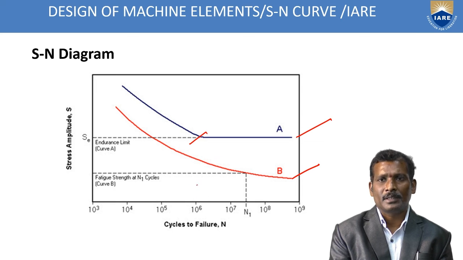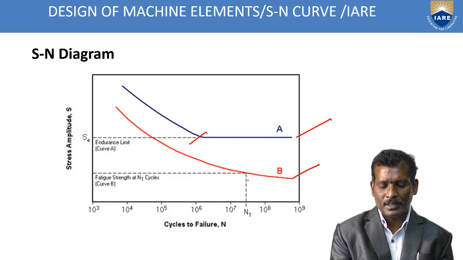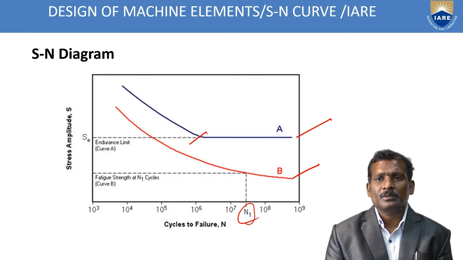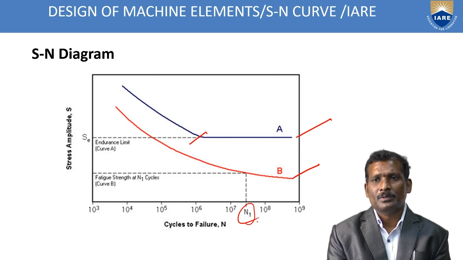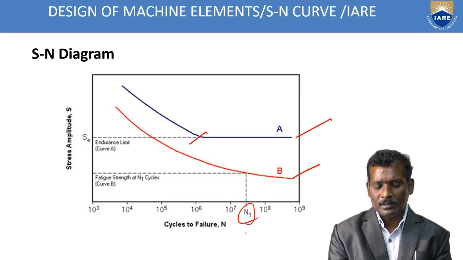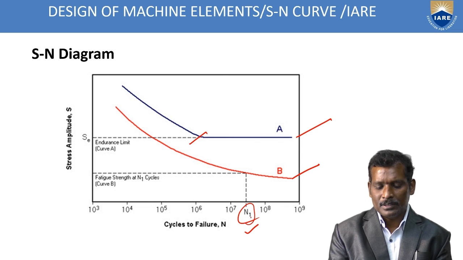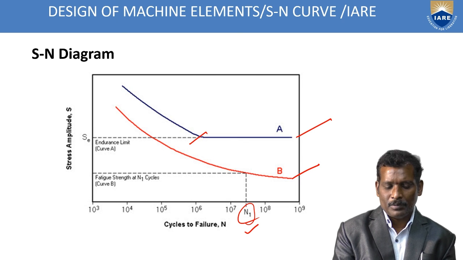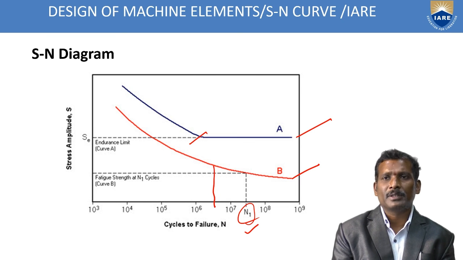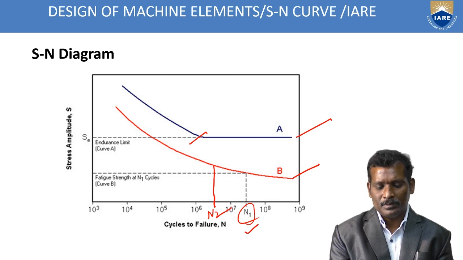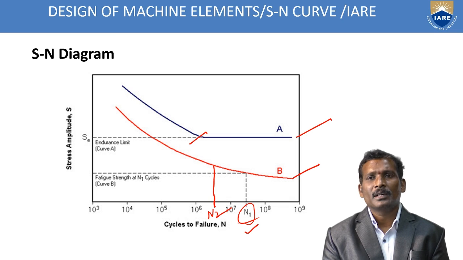The endurance limit and fatigue strength at N1 cycles are shown here. By using this SN diagram, you can calculate the particular number of cycles to failure, at which the component fails. Is it clear? So this is N1. Suppose you want to calculate the number of cycles to failure between 10 to the power of 6 and 10 to the power of 7, you can calculate it by using empirical relations.